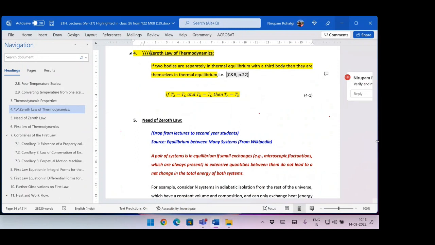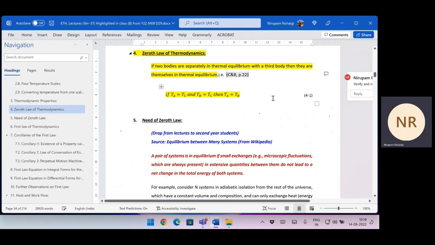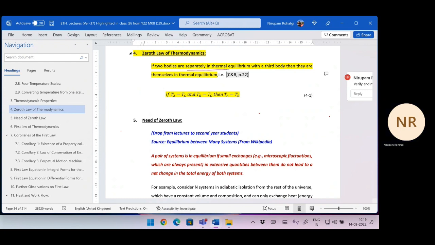So we are talking about this law, the zeroth law. Now what is this law? It says that if two bodies are separately in thermal equilibrium with a third body, then they are themselves in thermal equilibrium.